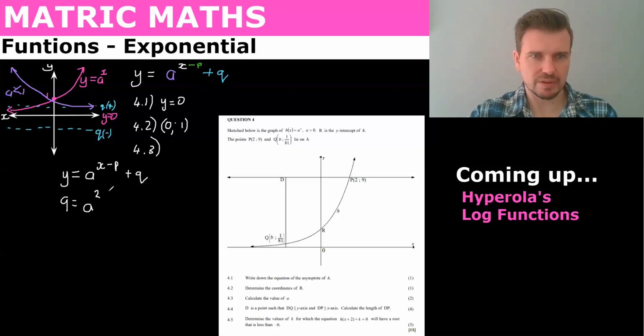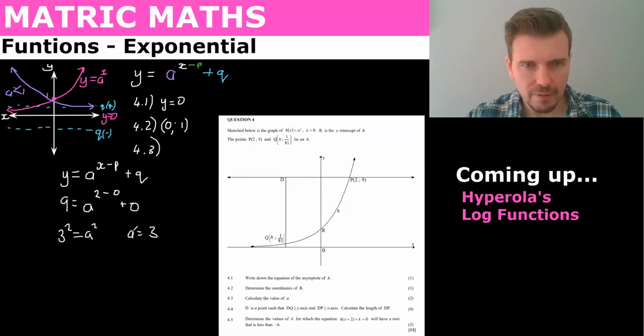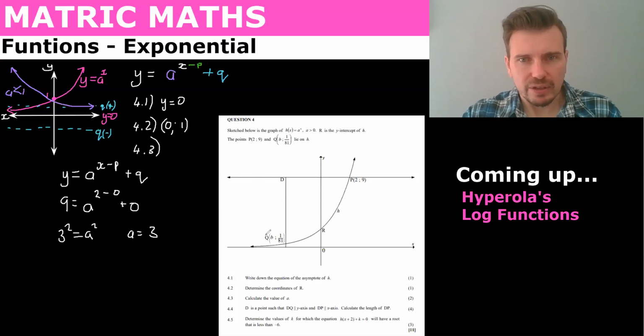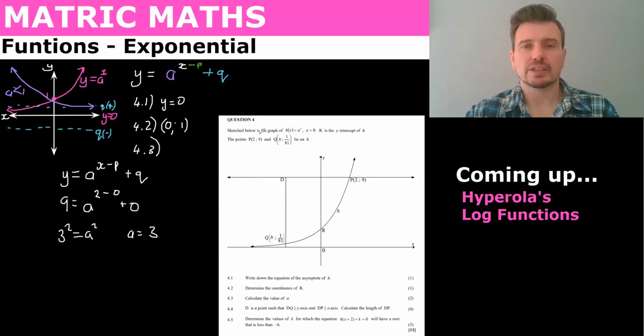So we end up with, I'm going to put it in regardless, although you wouldn't normally put this whole bit in here because it's not really necessary. But then we get 9 equals a squared. Okay, and 9 we know is 3 squared equals a squared. So we can drop the 2's, and we know that therefore a is equal to 3. Okay, so we now know the equation of the exponential graph.